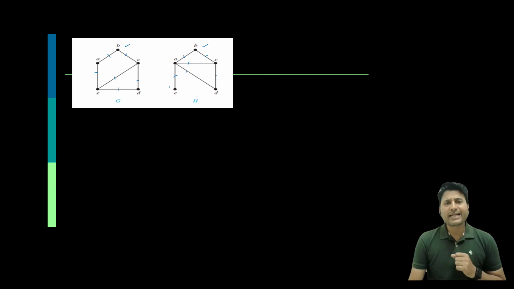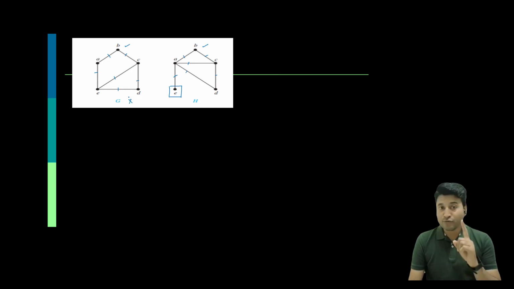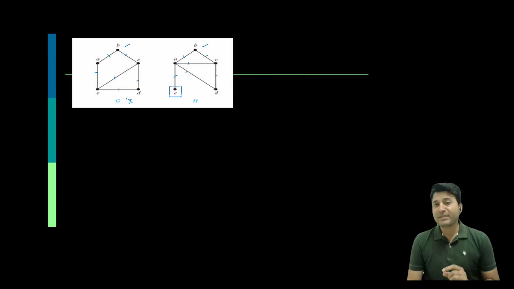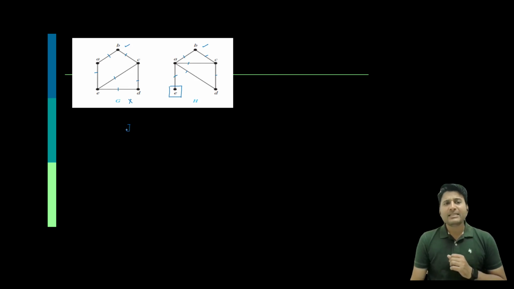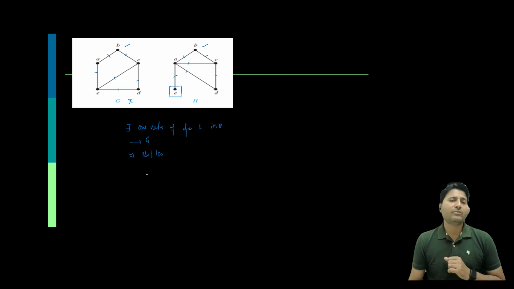So if you see, the graph H is having one vertex whose degree is 1. On the other side, there is no vertex in graph G whose degree is 1. I'm able to find one difference. What I said earlier, try to recall it. If we are able to find one difference between the pair of graphs, we call that pair of graphs non-isomorphic. So I can say, since there exists one vertex of degree 1 in H, but not in G, the graphs are not isomorphic.